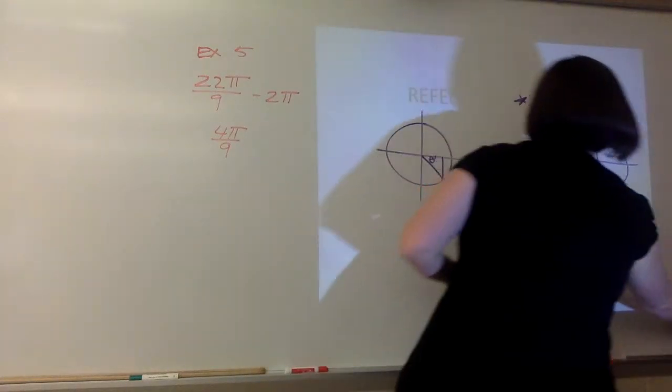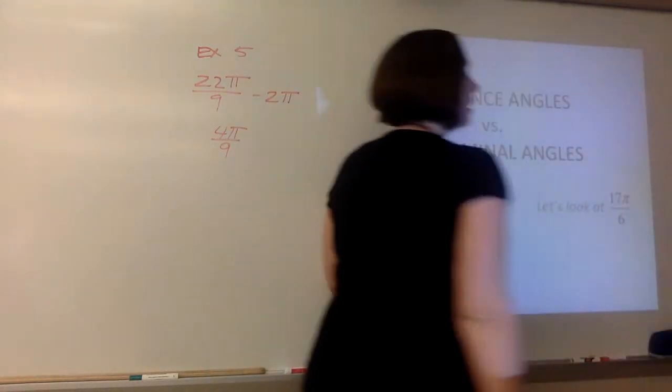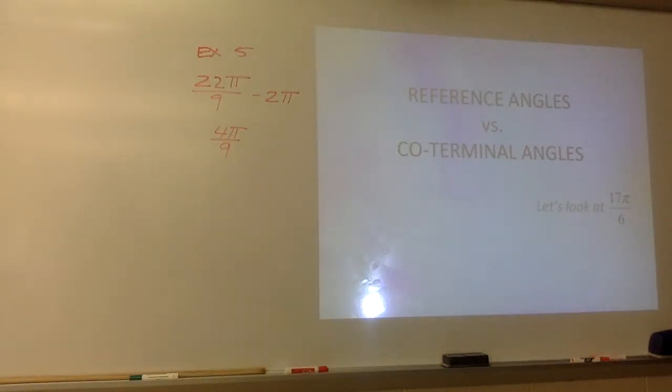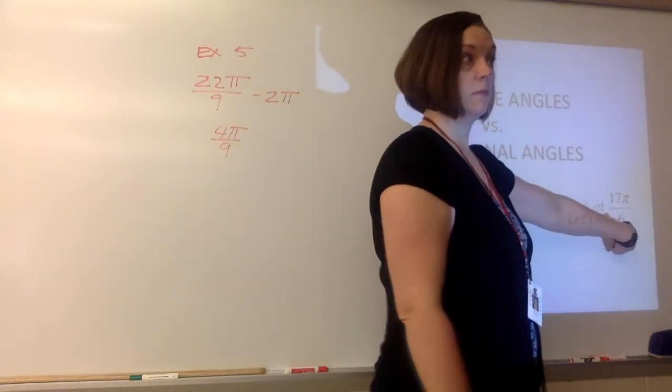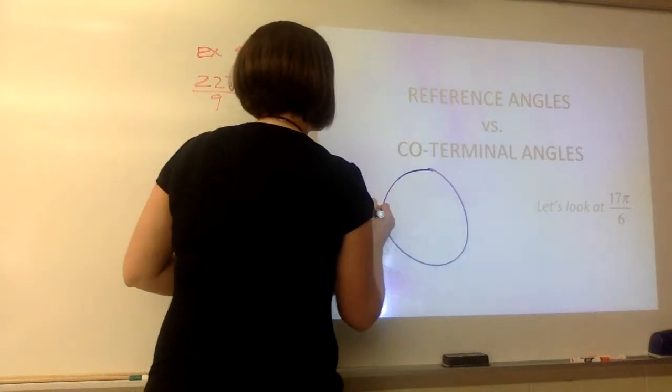All right, let's move on to this. We just went over 2 vocabulary words. We did coterminal angles, and we did reference angles. They may or may not be the same thing depending on how many revolutions you travel on the unit circle. So let's take a look at 17 pi over 6. Right, so I want to do 2 things. First thing, let's find 17 pi over 6.